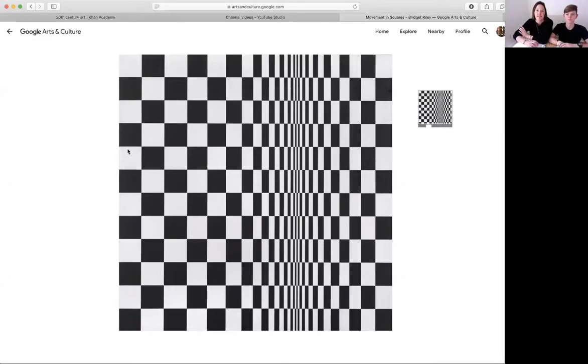You guys remember that op art was a movement in the 20th century art category. It's part of abstract art, and it came kind of after pop art, and op art, if you'll remember, stands for optical. So it has to do with playing tricks on your eyes and your mind, making things look like they're moving. We looked at Riley's movement in squares, this one right here. So if you move around, it kind of looks like the squares are moving depending on where you are.